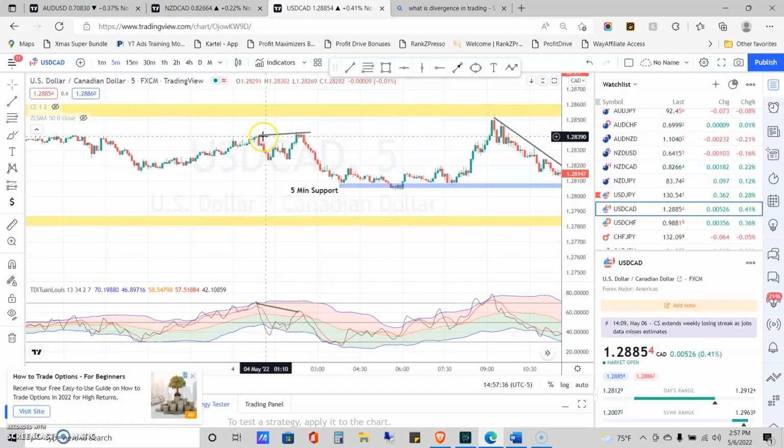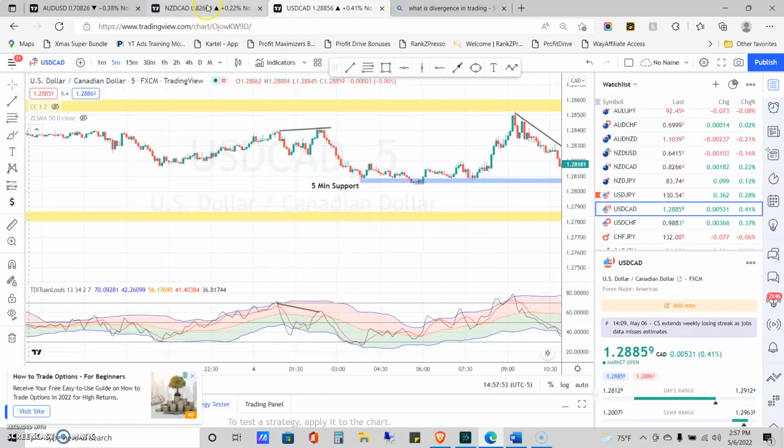So right here, we got these 30 pips. You see this is going down, and this is bearish divergence. So these do not agree. It's going up in price here, but it's going down in momentum. That's a key sign that we potentially could have a reversal set up.